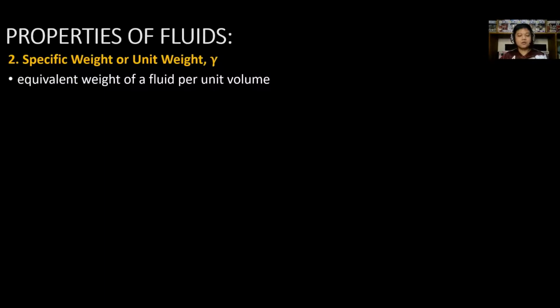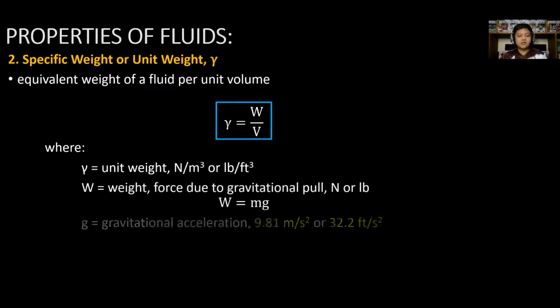Second is the specific weight or unit weight, represented with Greek letter gamma, defined as the equivalent weight of a fluid per unit volume. In formula, gamma is equal to W over V, where gamma is the unit weight in newtons or kilonewtons per cubic meter, or pounds per cubic foot. W is the weight, the force due to gravitational pull, either in newtons or pounds.